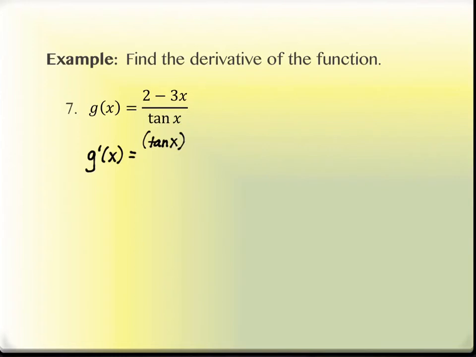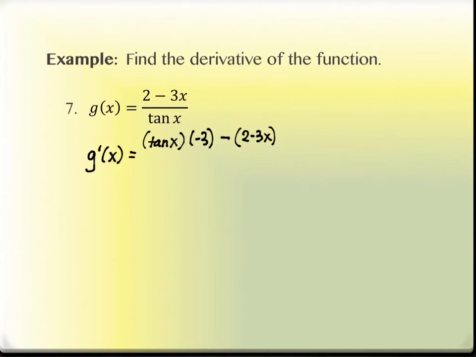Okay, the denominator rewritten. And I need the derivative of the numerator. So what is the derivative of 2 minus 3x? Negative 3. Okay, now what? Subtract. The quotient rule has subtraction between the pieces that are on top. And then we need to do the other half of this. So the other half takes the numerator, so 2 minus 3x, and the derivative of the denominator.